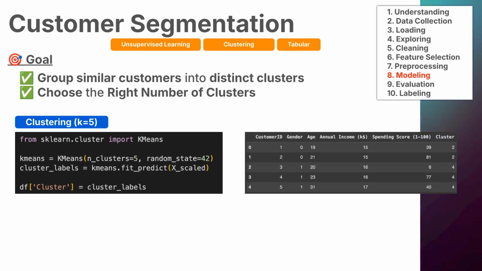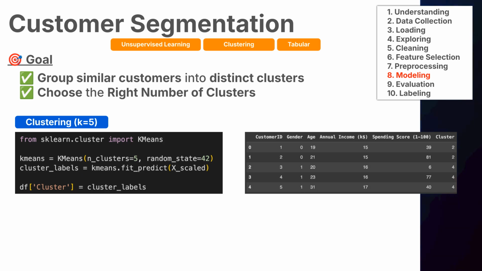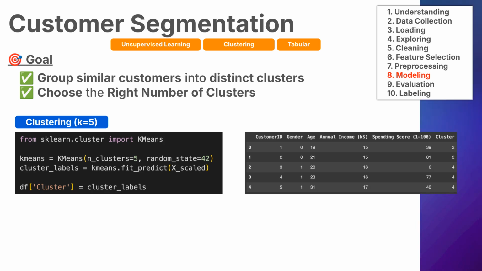Now let's check the data table, and each customer is labeled as belonging to cluster 0, 1, 2, 3, or 4. We can analyze or visualize each group to understand the shared characteristics within them.